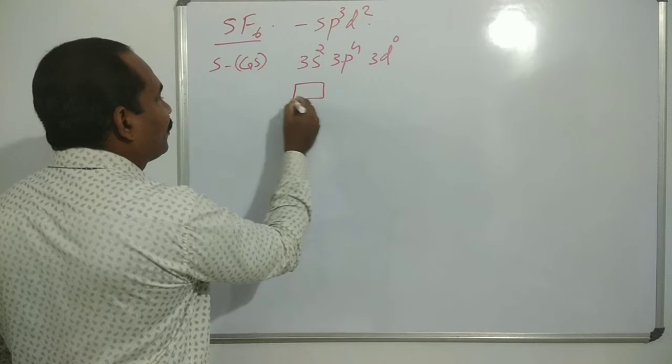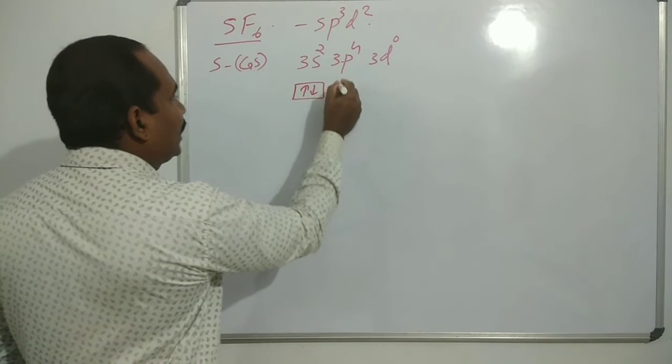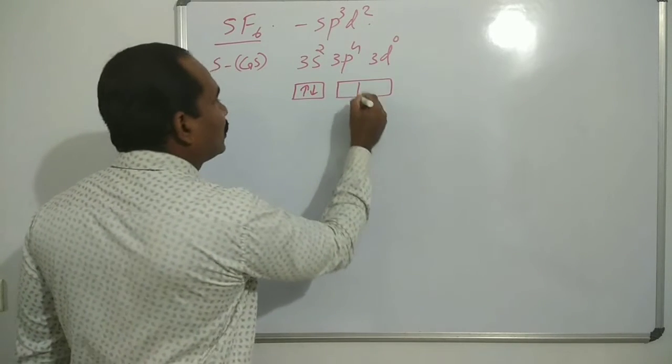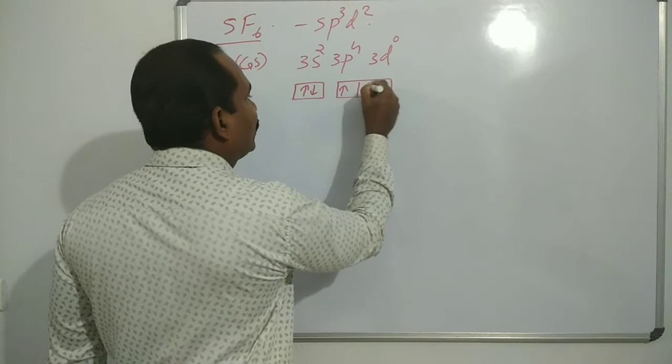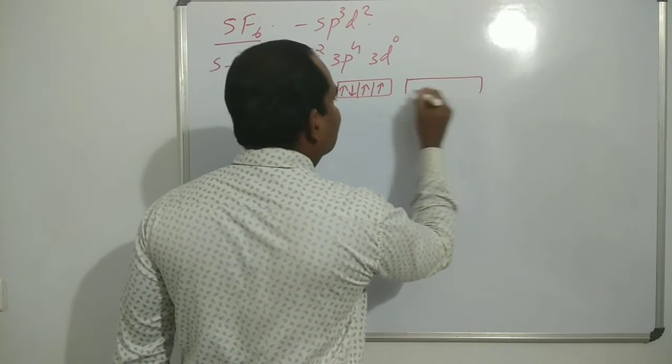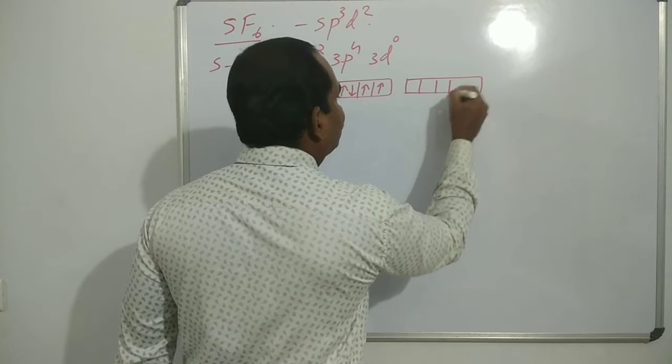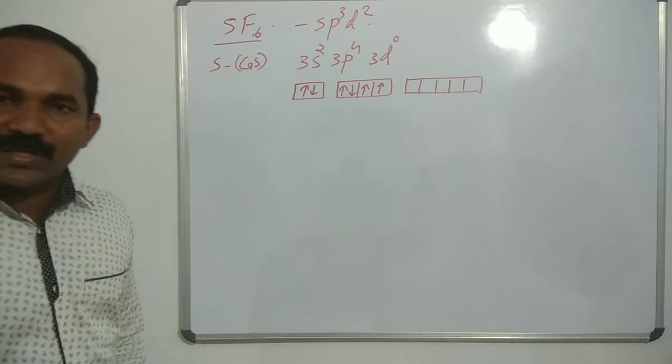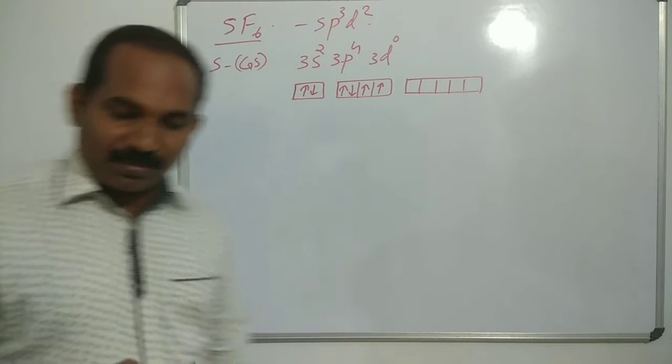Represented in the orbitals: s has 2 electrons, p has 4 electrons, and the d orbitals are empty. The orbitals are there, but they are empty.